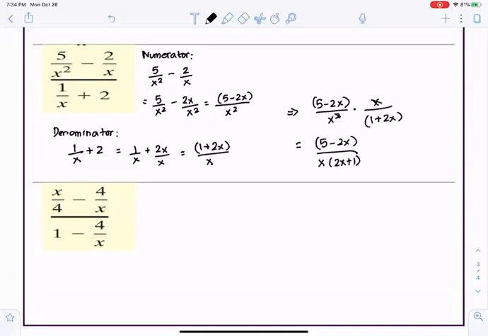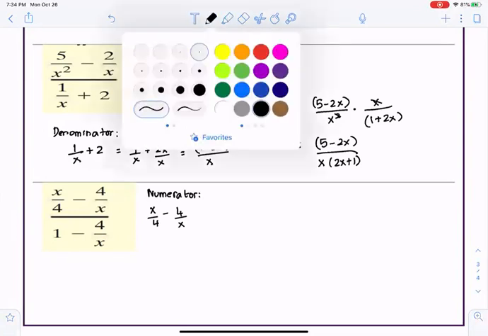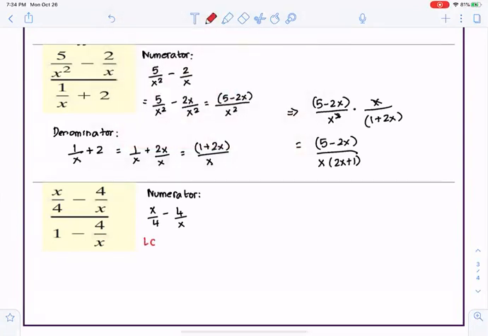Okay, so we still have two fractions over a fraction, so I'm going to do them separately. So the numerator, over 4 minus 4 over x, and there is nothing in common between 4 and x, so the LCD is 4x.